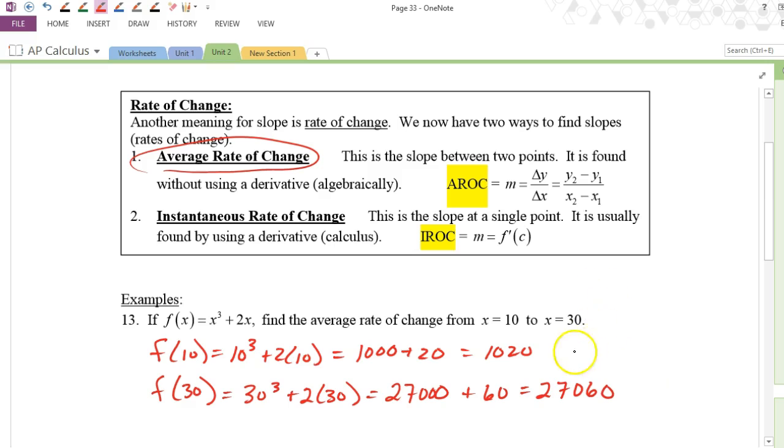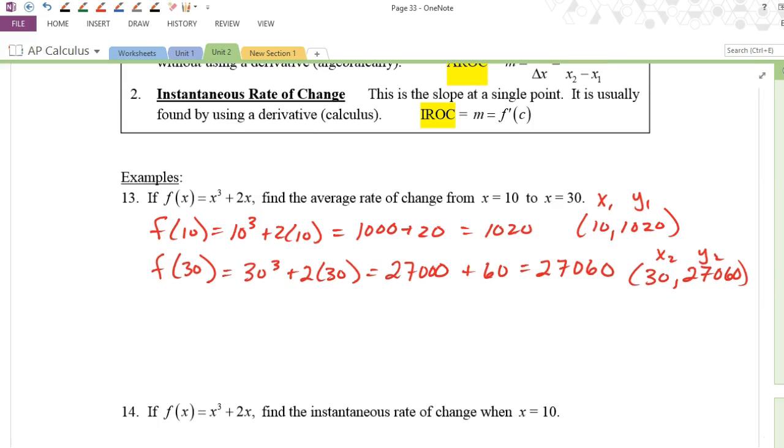Do you see the ordered pairs that I'm getting out of this? I have 10 and 1,020. That's going to be my x1, y1. And the second point that I found is 30 and 27,060. That's my x2, y2. See where I'm doing that?